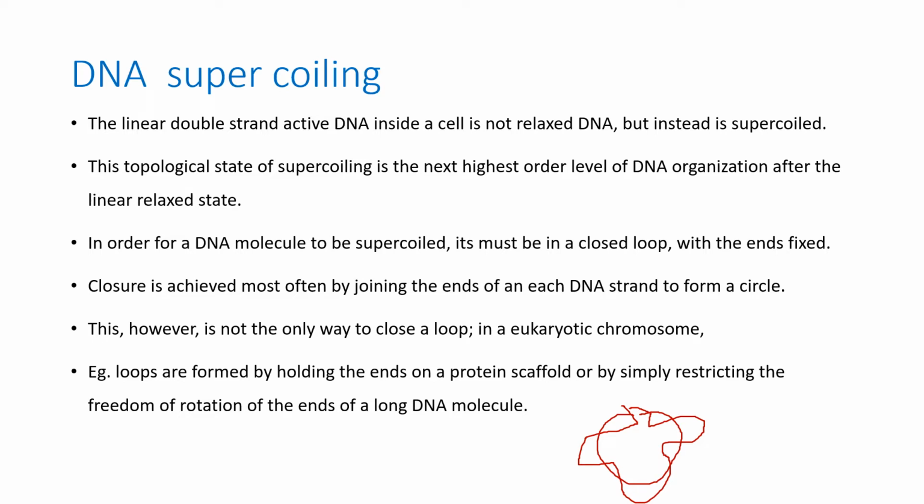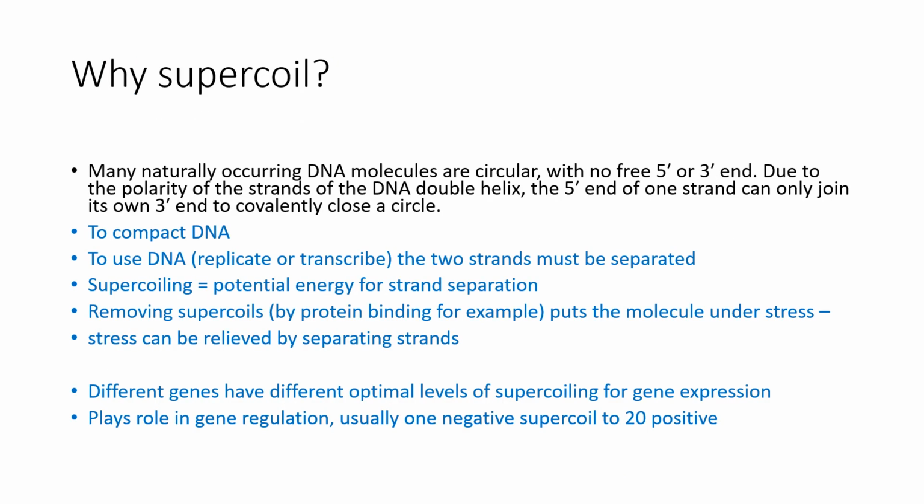This is not the only way to close a loop in eukaryotic chromosomes. There are some other methods also. Loops are formed by holding the ends on a protein scaffold, a pattern or conformation of DNA molecules, as I have discussed in an earlier lecture, that there are various patterns of DNA conformation. So this occurs with the help of this scaffold pattern of conformation of DNA molecules, that is supercoiling.